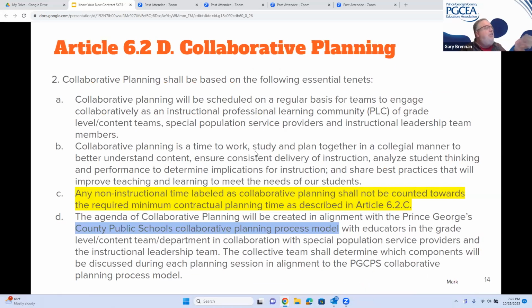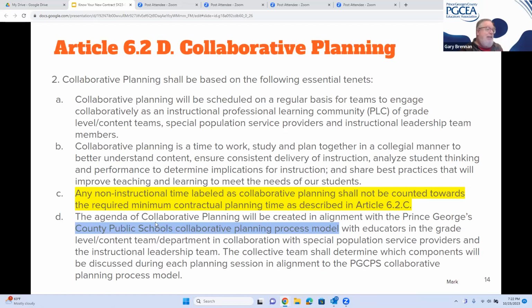And then this is somewhat long language. I'm not going to read it all to you. Again, I just want to show you, this is in the contract, so you can point it out to your principal. And then the collaborative planning is not just supposed to be a meeting. It's supposed to be a time where groups of educators come together and discuss concerns related to their students and their teaching. It is not a time to just be talked at.